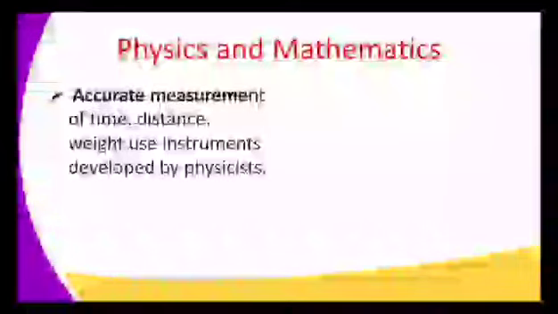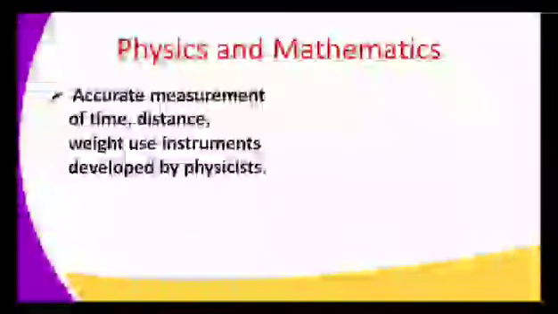Then physics and mathematics. These ones, they are like cousins, because physics develops formulas, and these formulas are borrowed by mathematics to explain and solve mathematical problems that could otherwise not be solved. So the physicists develop the formulas to calculate the weight of objects, the masses and all that. So accurate measurement of time, distance, weight, uses instruments developed by physicists.